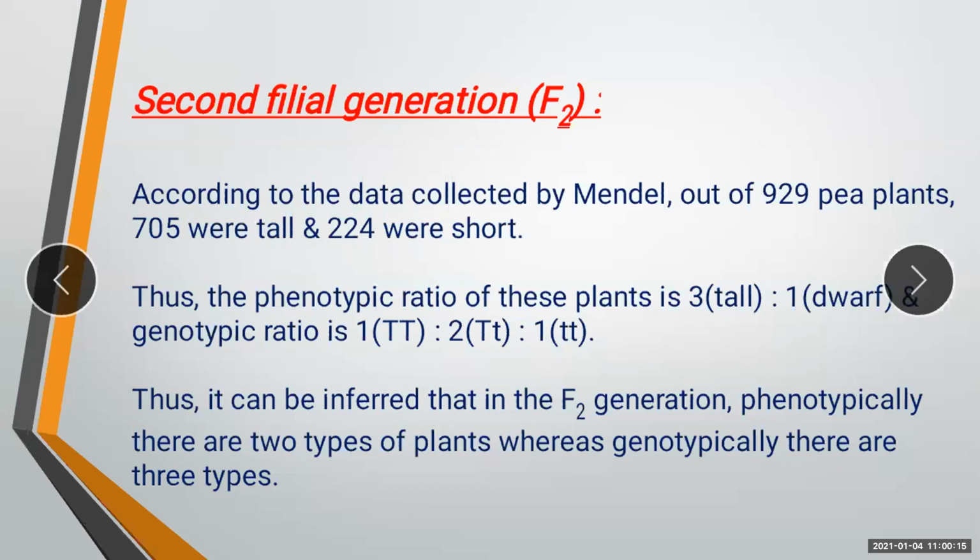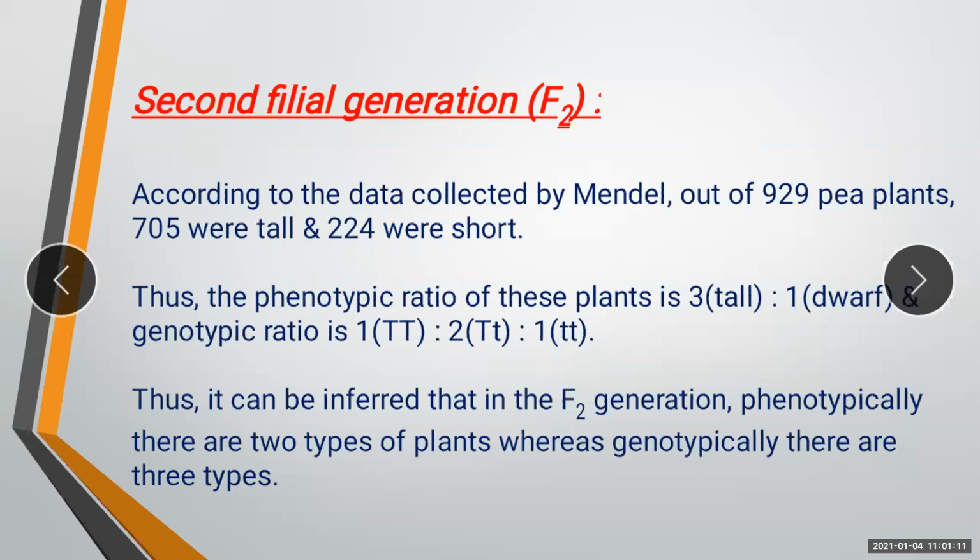Thus the phenotypic ratio of these plants is 3 tall is to 1 dwarf. That is, the phenotypic ratio will be 3 is to 1, and this is fixed, right? Whenever you solve Mendel's monohybrid cross, whatever characteristic you take, the phenotypic ratio will be 3 is to 1. And the genotypic ratio will be 1 is to 2 is to 1. What is the genotypic ratio? 1 was the pure dominant, 2 were the heterozygous, that is hybrid plants, and 1 was the pure recessive. So in Mendel's monohybrid cross, you have to remember the phenotypic ratio is 3:1 and the genotypic ratio is 1:2:1.